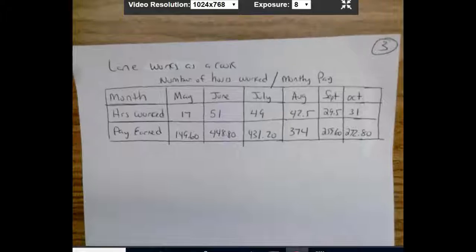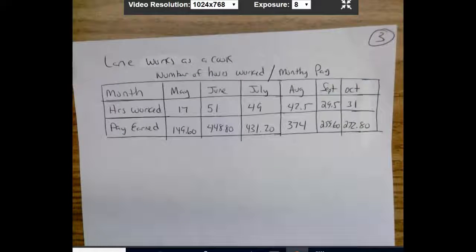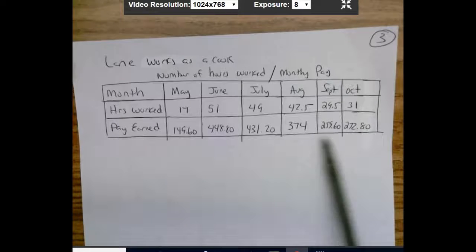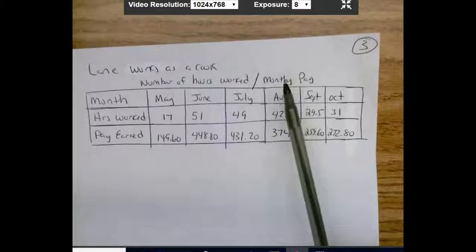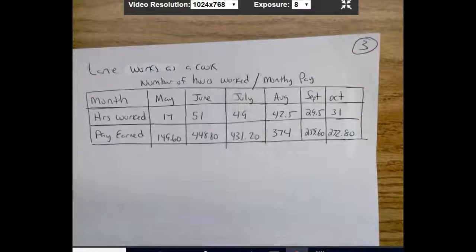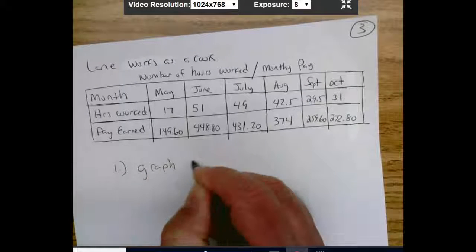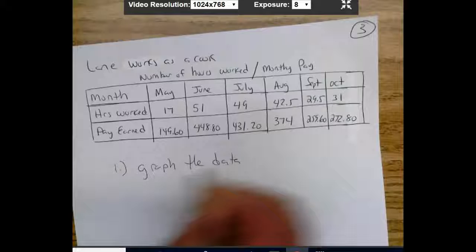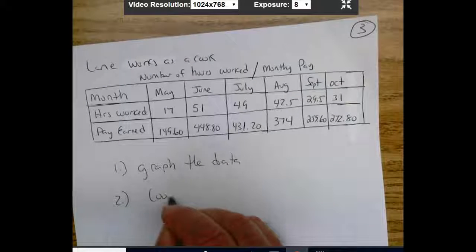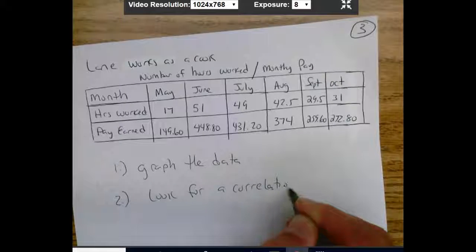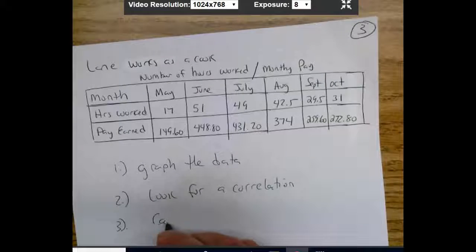So here we have another example of looking for correlation and causation. Here we have this gentleman, Lane. He works as a cook. And this data table here shows the months he worked, the hours he worked, and the pay he earned. So really this data table is the number of hours worked and his monthly pay based on those hours. So again, the steps are graph the data, then look for a correlation. Then if we have a correlation, is there causation?